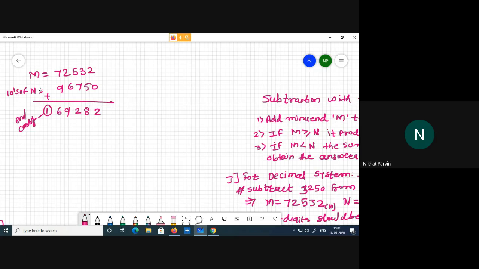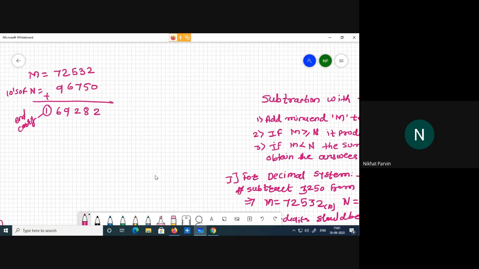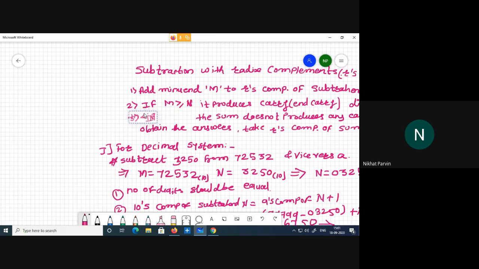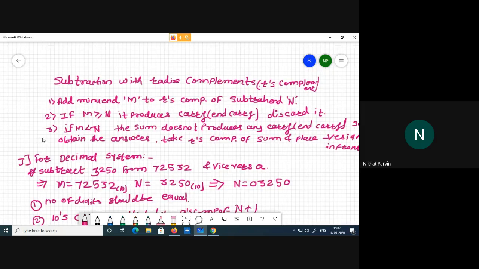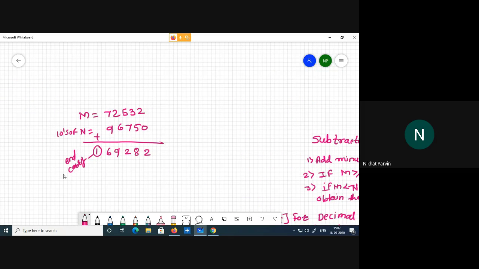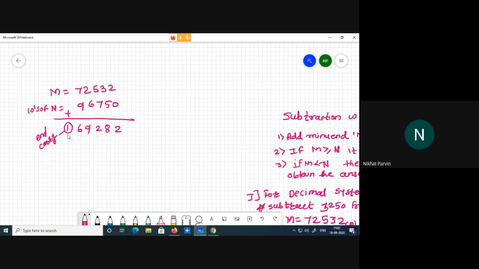That means when the end carry is generated, if your m is greater than or equal to n, you can see it produces a carry, and you need to discard it, right? Here m is 72532, that means only 2532, which is greater than 3250 in the lower digits, so obviously the end carry has to be generated, and that is what you have seen here. So what we will do, we need to discard this end carry.